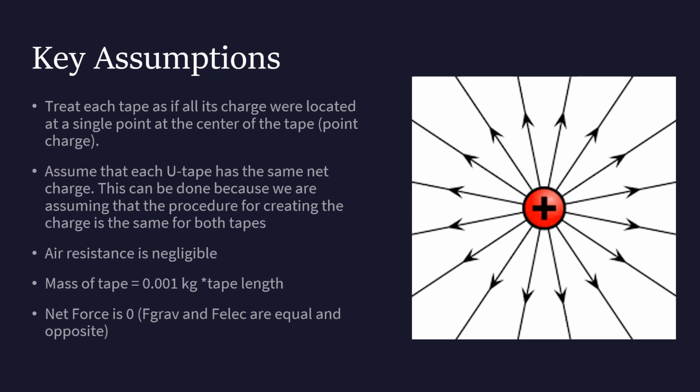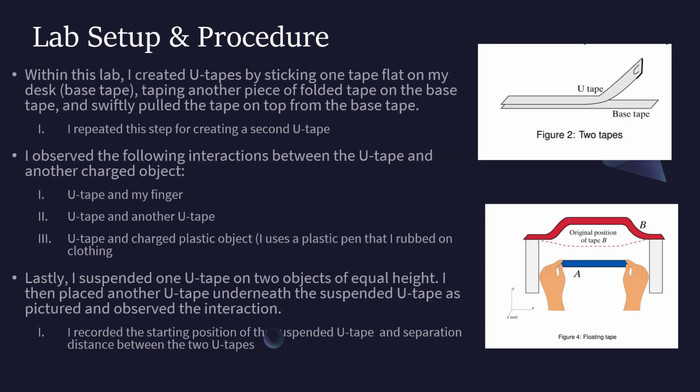Here are the key assumptions for this lab. We will first treat each U-tip as if all the charges were located at a single point at the center, and assume that each U-tip has the same net charge. We will assume that air resistance is negligible and use the following equation to calculate the mass of the tape, by multiplying by its tape length. We will also assume that the net force is 0 due to F grav and F electric being equal and opposite.